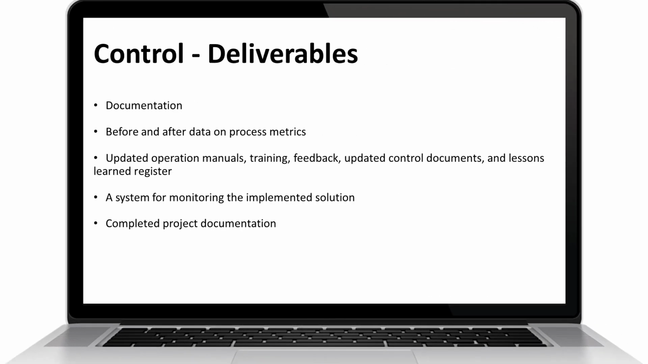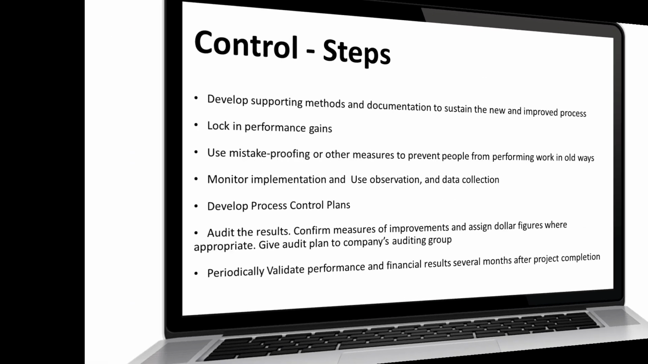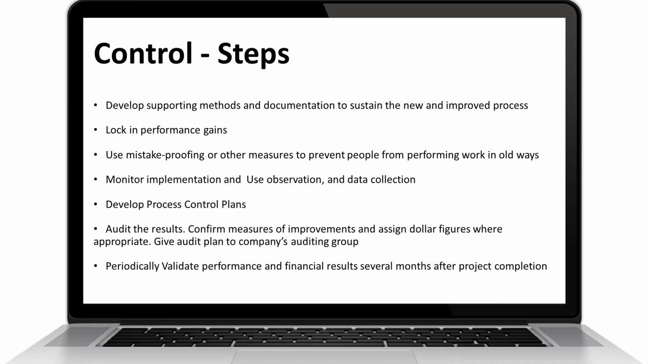Control phase. After the improvements are complete, it is important to maintain the wins. Typical deliverables are: documentation, before and after data on process metrics, updated operation manuals, training, feedback, and updated control documents, and lessons learned register. A system for monitoring the implemented solution. Completed project documentation.